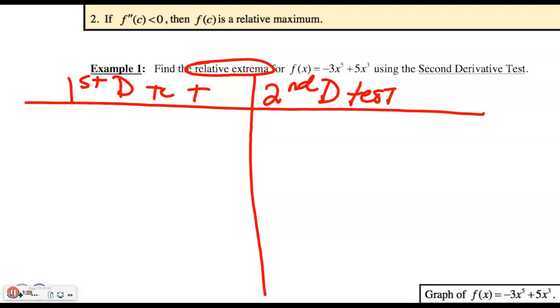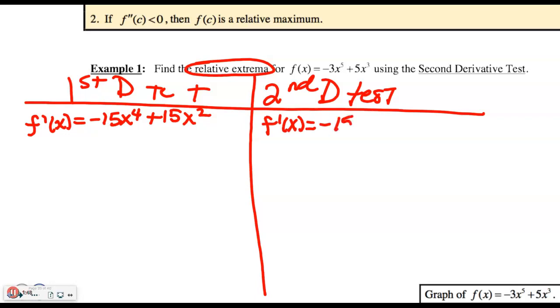For the first derivative test, I'm eventually going to make a sign line for the first derivative. So we'll go take that first derivative, and we'll say it's negative 15x to the fourth plus 15x squared. The second derivative test starts exactly the same way. You take a first derivative, okay? So far the tests are identical. Let me know if I'm writing too fast, but pretty straightforward test. You guys tend to write fast.